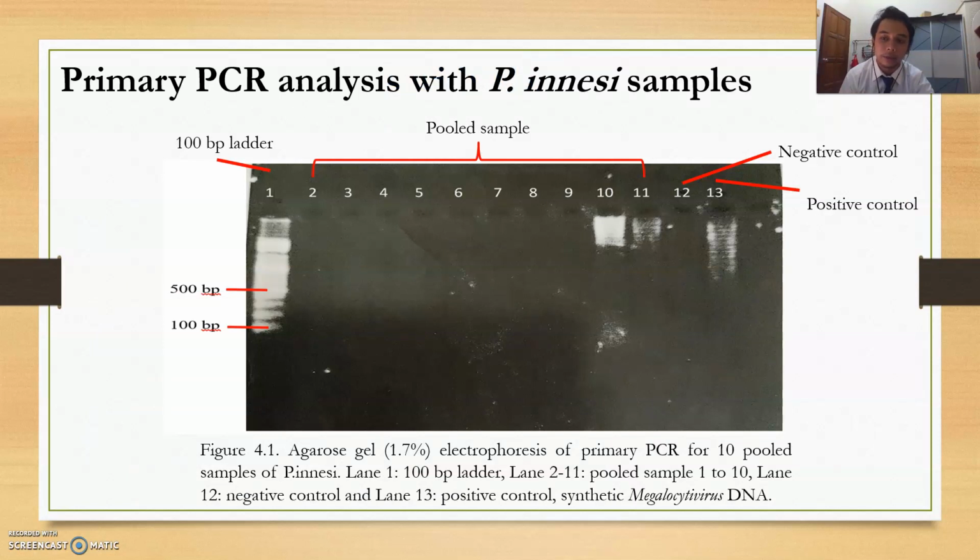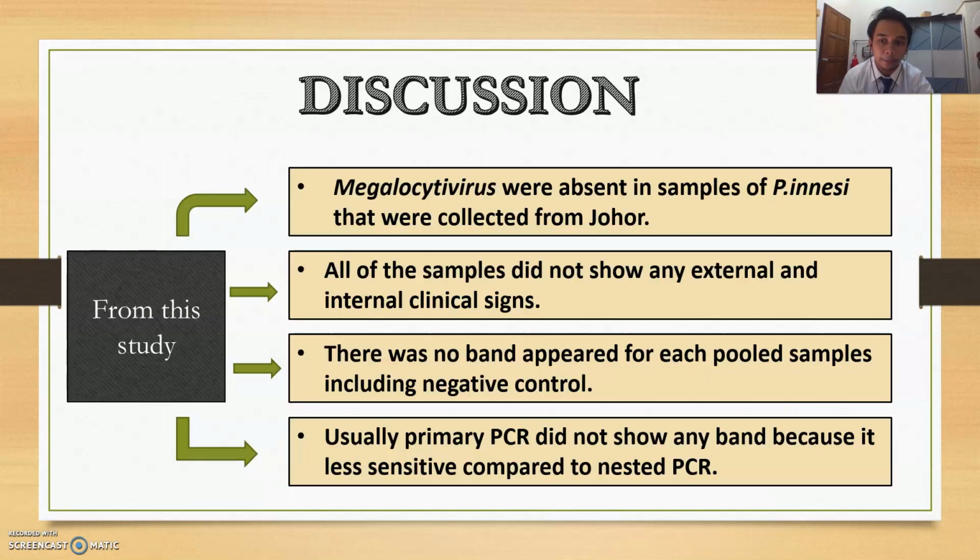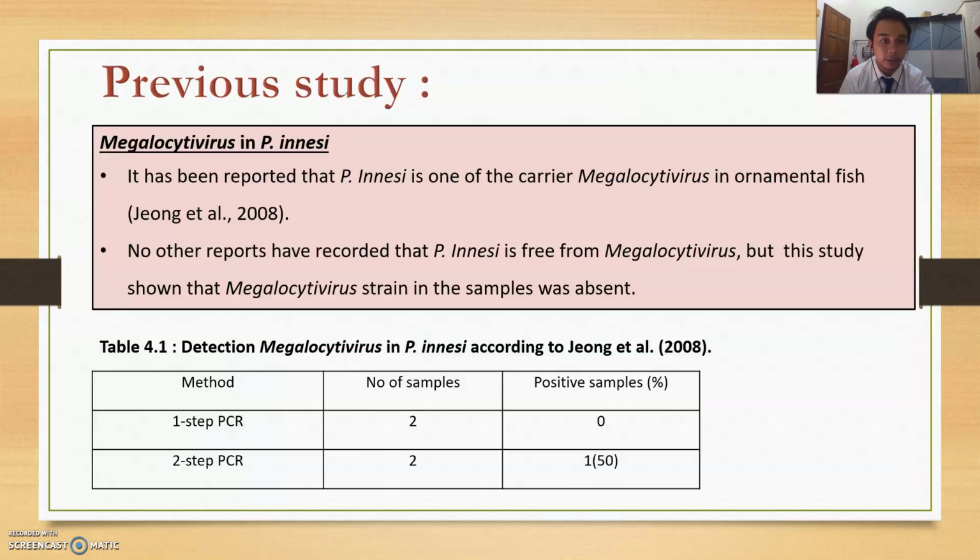This is the result for my primary PCR analysis. For discussion from the study, Megalocytivirus was absent in the samples of Paracheirodon innesi collected from Johor, and all of the samples did not show external and internal clinical signs, and there was no band appearing for any sample, including the negative control. Usually, primary PCR does not show any band because it is less sensitive compared to nested PCR.